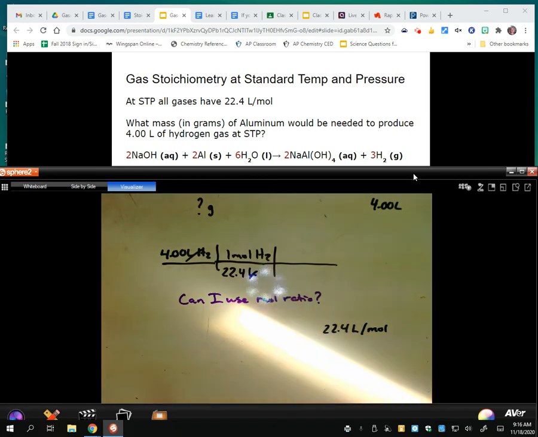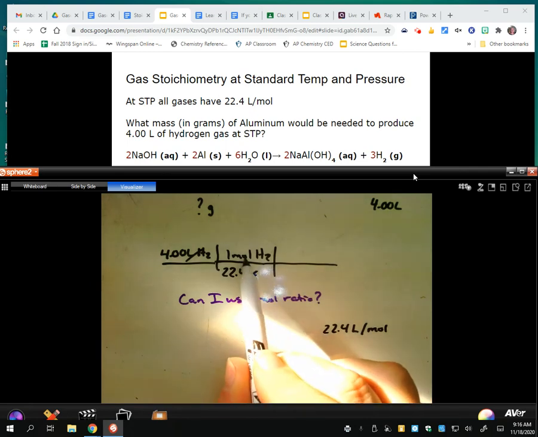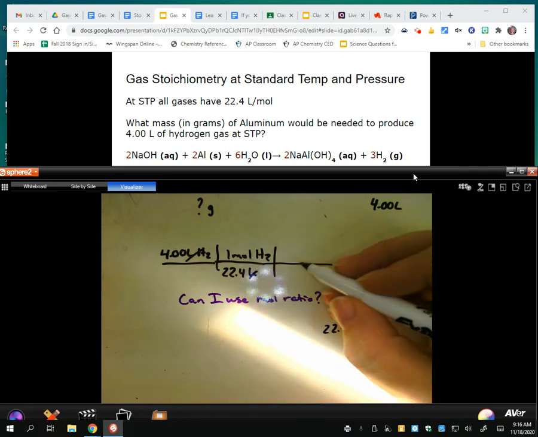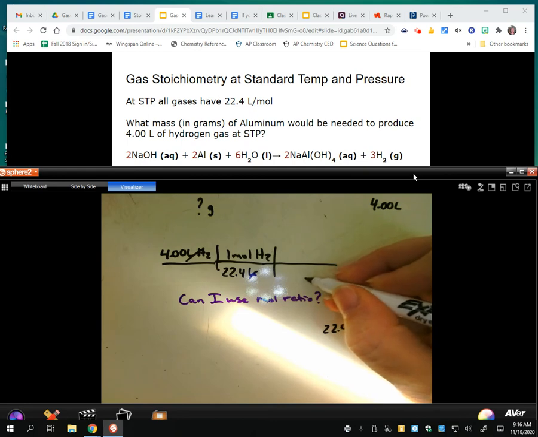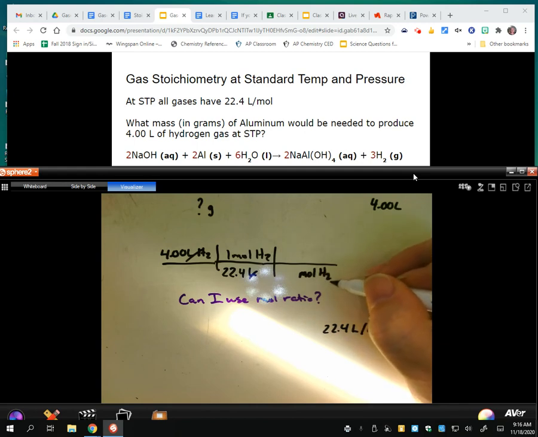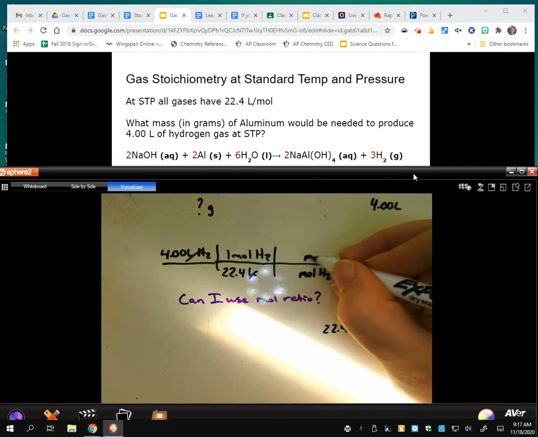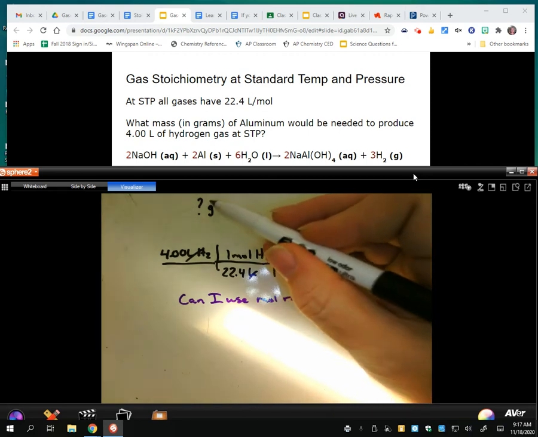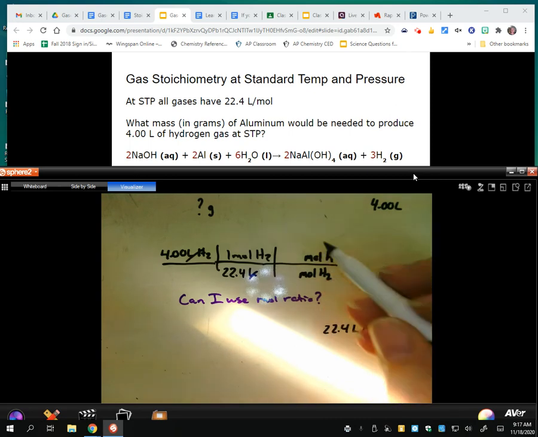Now I have moles of hydrogen gas, and I go back to my guiding question: can I use mole ratio? The answer now is yes, because I have moles here. Now, when I do stoichiometry and I get to mole ratio, I like to lead with my units. So moles of hydrogen are there, so moles of hydrogen have to go here, so they cancel out. And then it's always moles of where you're coming from to moles of where you're going to. And so in this case, we're going to aluminum. That's what the question's asking about. Then we're going to fill in the numbers. The numbers are our coefficients.